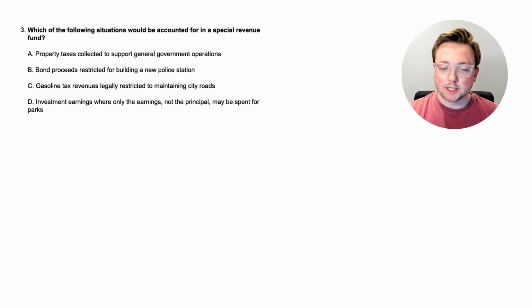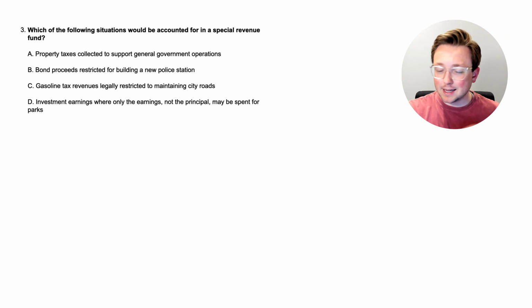All right, here we are at question 3. Which of the following situations would be accounted for in a special revenue fund? So again, we just talked about this a little bit. Let's go through the options. Property taxes collected to support general government operations, or bond proceeds restricted for building a new police station, or gasoline tax revenues legally restricted to maintaining city roads, or investment earnings where only the earnings, not the principal, may be spent for parks. Okay, so which one of these would most likely be in a special revenue fund?